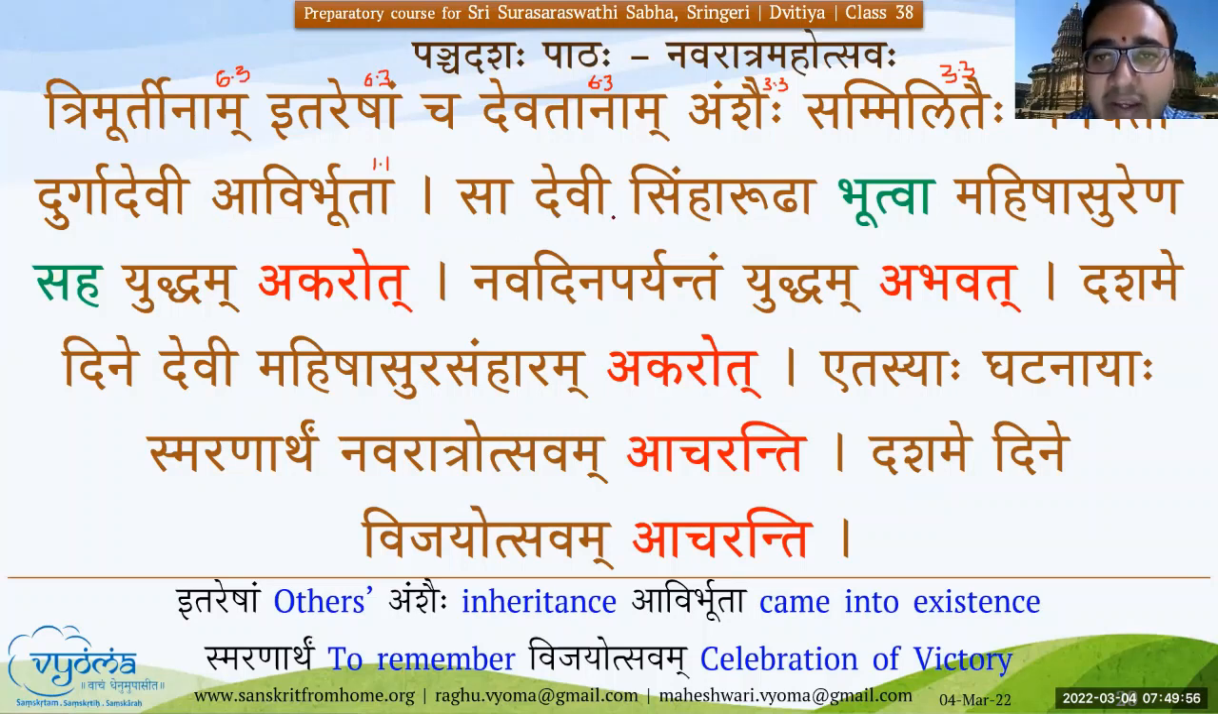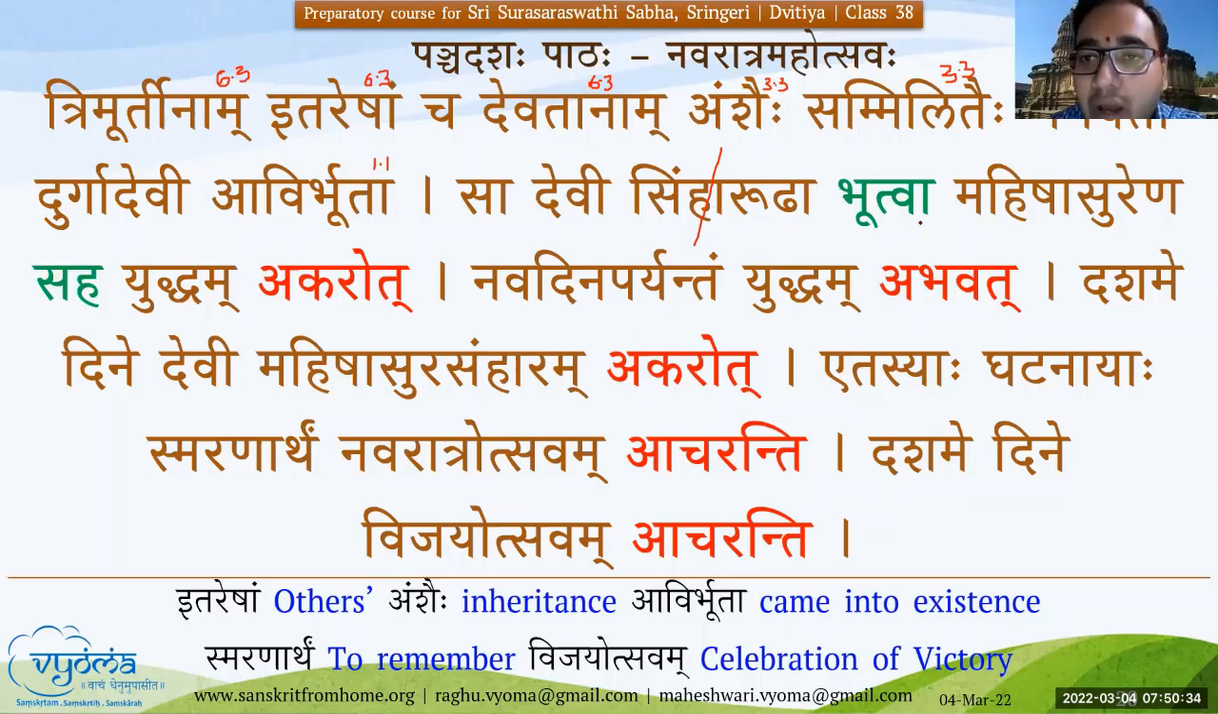Okay, next. Sa Devi, Sa Durga Devi, Simha Rudha. I think there's a typo here. One second, I'll just confirm it right away. In the book, it is Simha Rudha only. Okay, that's fine. Correct, Simha Arudha is the correct word. Upari arudha. It is akar, this arudha is there and hence it is correct. It's a savarna dirgha sandhi.